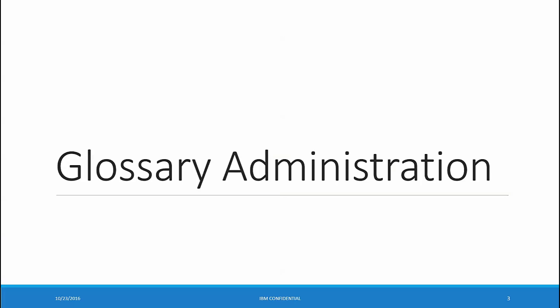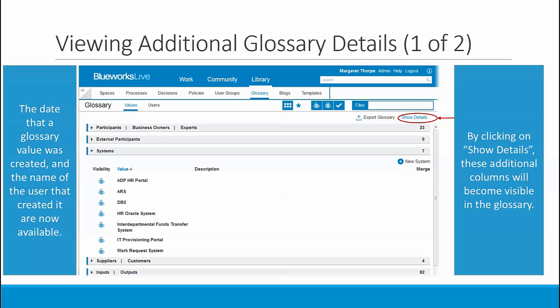First up are the new glossary administration features. We've added some new details for glossary values. You can now see the date that a value was added to the glossary, as well as the name of the user who added it. To do this, just click on the Show Details button in the upper right-hand corner of the glossary page.